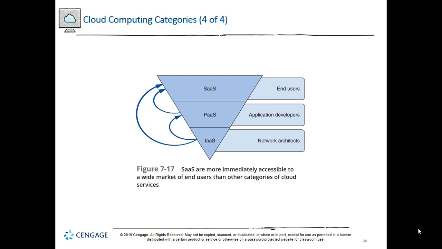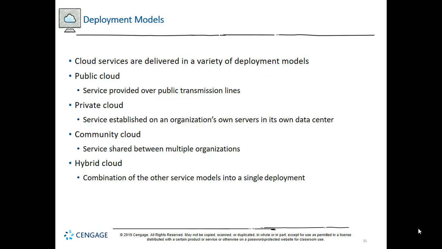So how do we get it all out there to everybody? Well, the different types of cloud service are going to have different types of models that we're going to work with. And one of those is going to be the public cloud. Now, service provided over public transmission lines, such as the internet, is most of the examples discussed would take place in public clouds. A private cloud is a service established on an organization's own servers in its own data center. And the community cloud, where services are shared between multiple organizations but not available publicly.